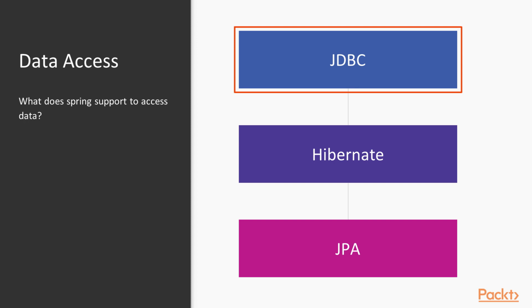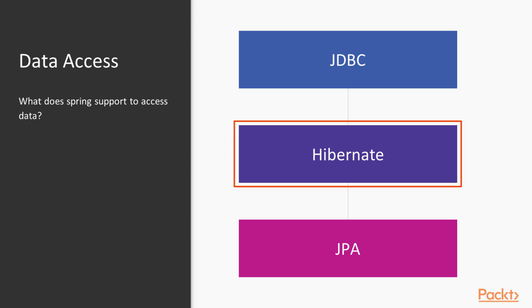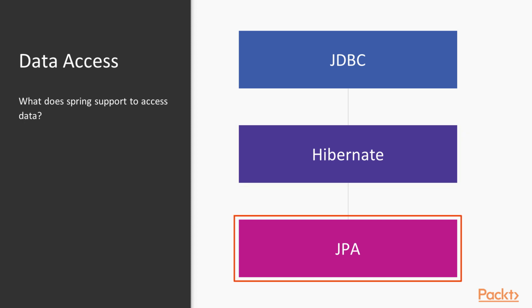Then we have a more advanced way to work with relational storages, which is Hibernate. Hibernate is a framework which provides not only access to the data, but also object relational mapping capabilities, which allow us to work with objects in our code and not be tied to the relational nature of the storage. And finally, we have JPA, the Java Persistence API, which is a specification, a set of APIs that can be implemented by a persistence provider. Hibernate is one of those persistence providers which implements the Java Persistence API.